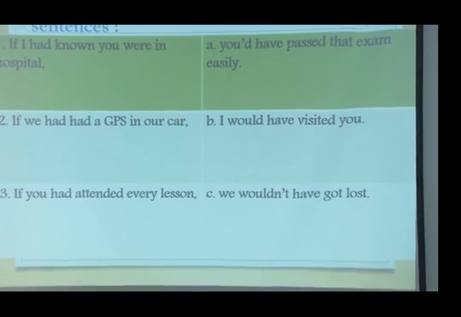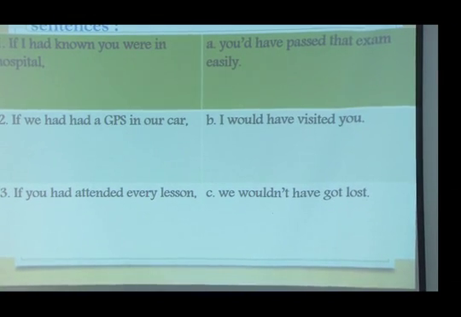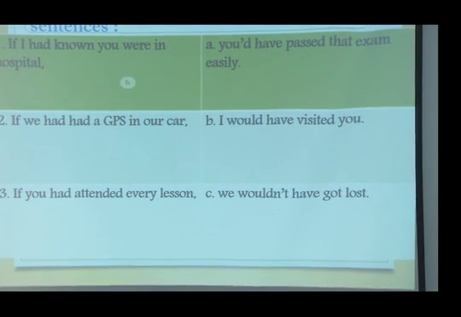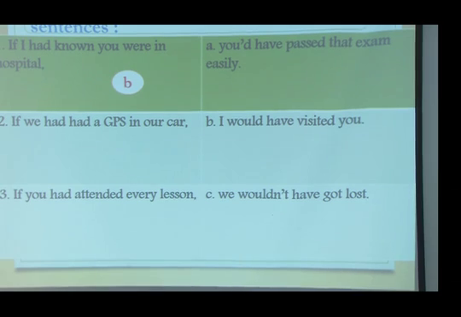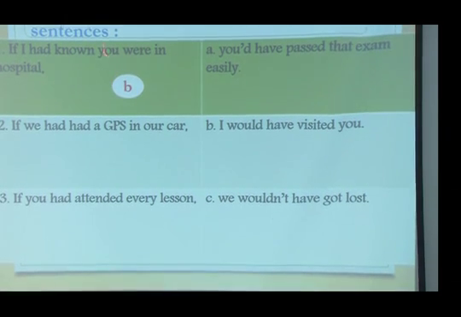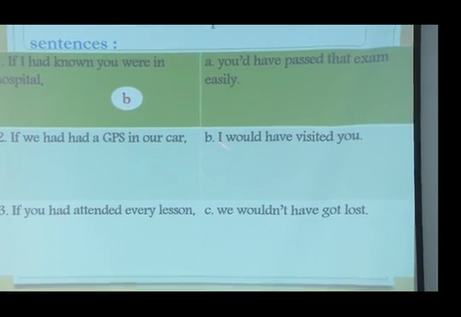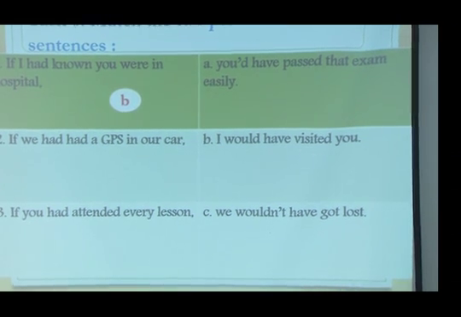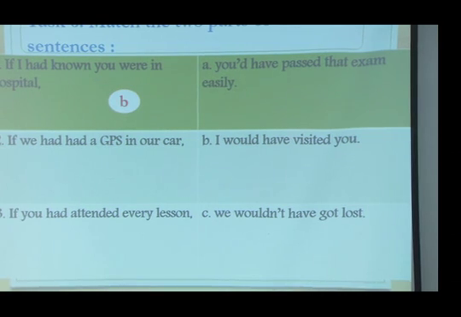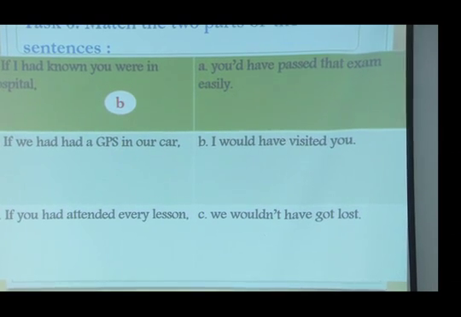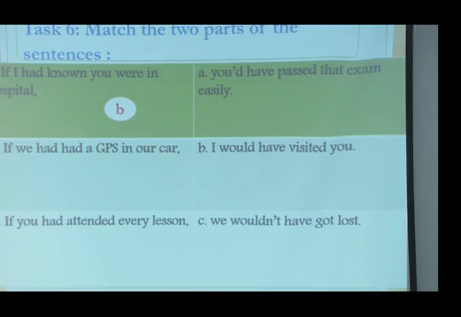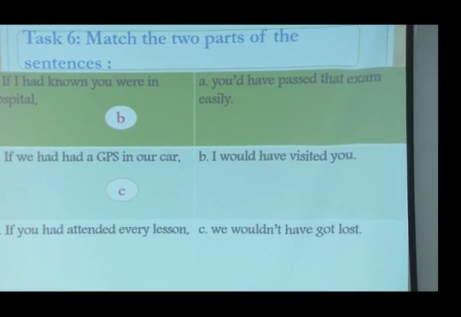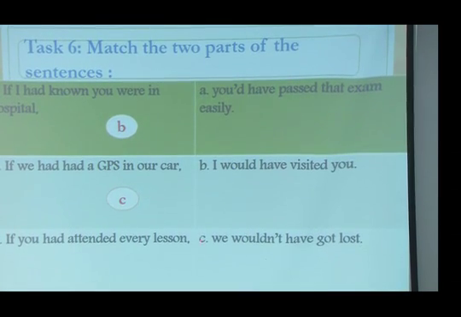Okay? Shall we correct? So, if I had known you were in hospital, it goes with what? It goes with B. I would have visited you. If we had had a GPS in our car, you would have passed that exam? Oh, what relationship? Good. It's we wouldn't have got lost.